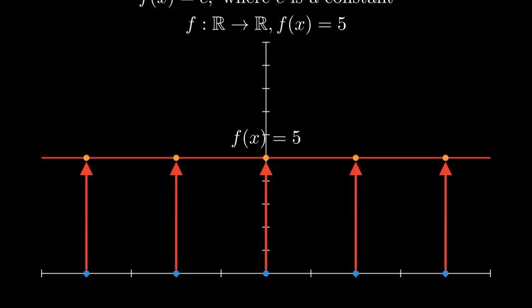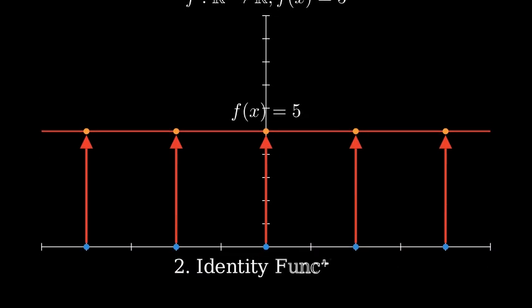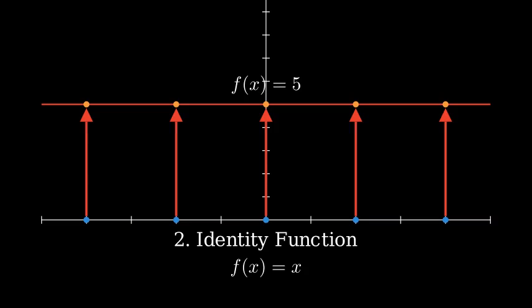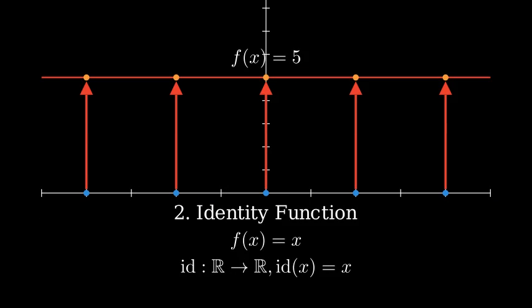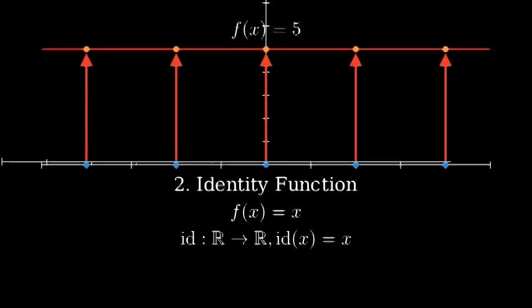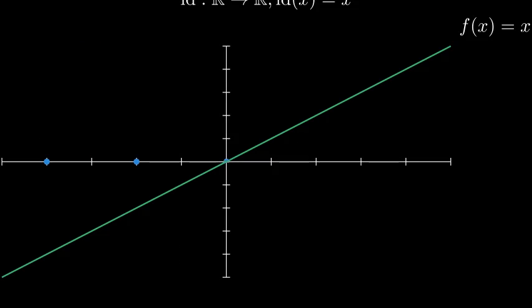Next, we have the identity function. An identity function maps every element to itself. For example, the function f(x) equals x for all x in the real numbers. Here's a visual representation of the identity function. Notice that every input x is mapped to the same output value x.